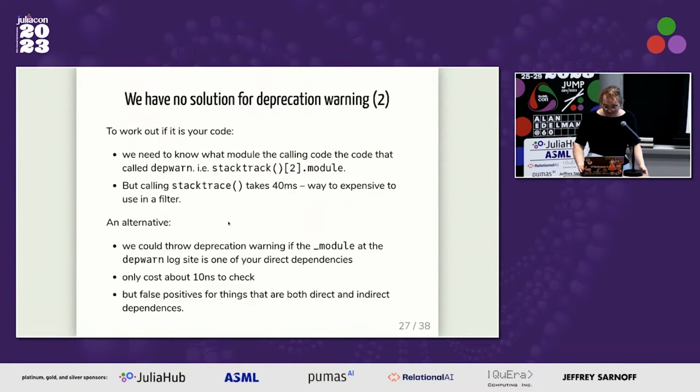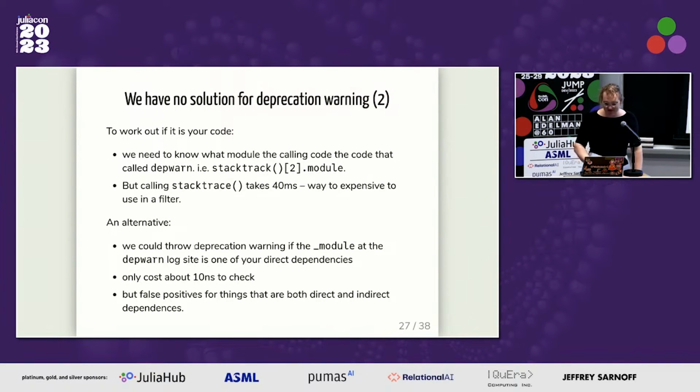But how do we do that? So the first idea would be to look at the stack trace, and then we can't check the top of the stack trace or the module field because that's where the deprecation was declared. So that's no good. We need to go down a level or so on the stack trace to find where it was called from. I have code for this in an issue somewhere. But this has a huge problem. Calling stack trace takes 40 milliseconds, which is like definitely a long time. So we can't use that inside a filter. Even if we're like caching it, we still really don't want to use that. Maybe there's something smart we can do.